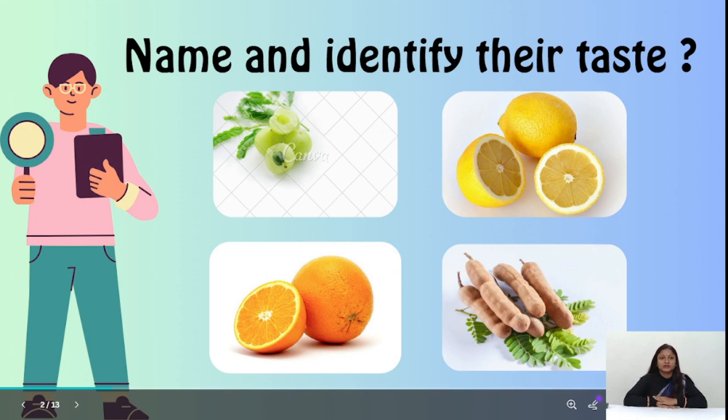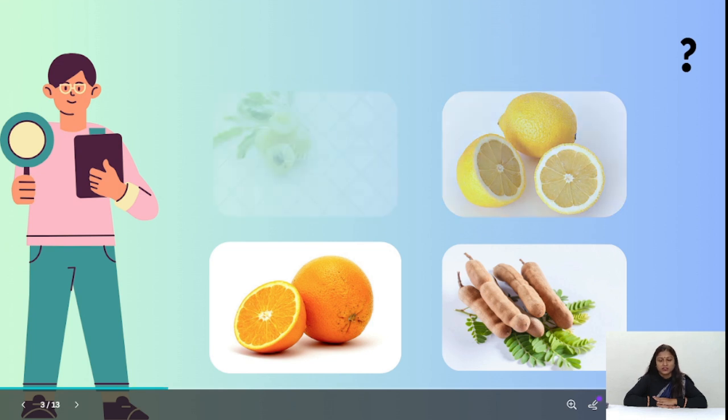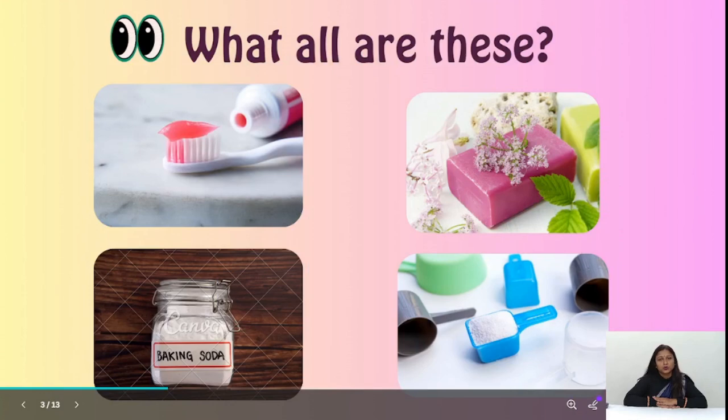Here it goes. Name and identify their taste. What all are these? These are amla, yes. Lemon, yes. Orange, yes. And tamarind, yes. How do they taste? They taste sour in nature. Sour means khatte. Do you know they are categorized under the category of acids? Acids are those which are sour in nature and they turn blue litmus to red.